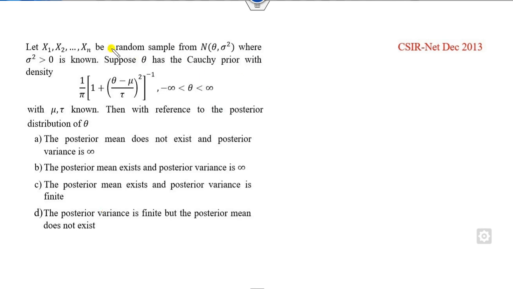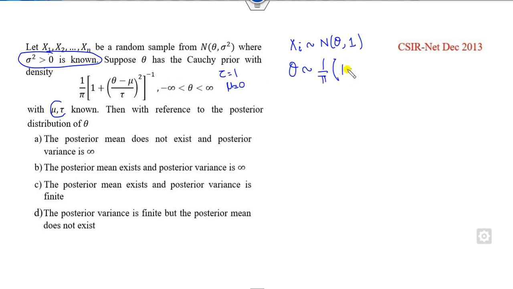Okay, look at this one. The X i's are from a normal distribution, theta has a Cauchy distribution, where sigma is known. So the X i's, if sigma is known, I can consider it as 1. Theta is unknown, with a prior where mu and tau are known. So I can consider a very simple case here. This is a standard Cauchy distribution, 1 over pi times the inverse of 1 plus theta square.